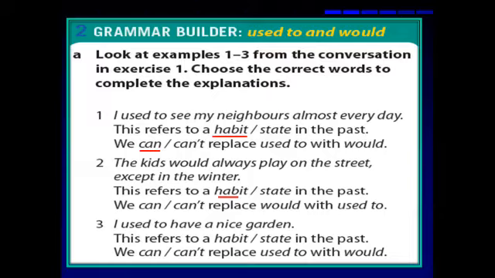The kids would always play in the street except in winter. This refers to a habit in the past. We can replace would with used to, because this is also a habit in the past. I used to have a nice garden. This refers to a state in the past. It's not a habit. So in this case, we can't replace used to with would, because we can't use would with past facts.